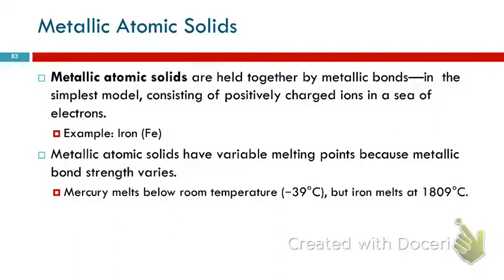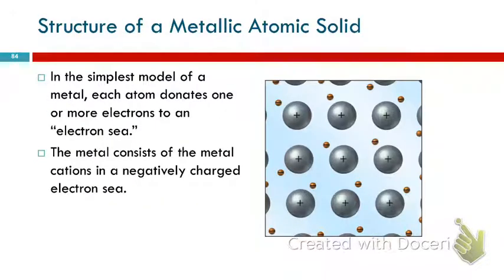Metallic atomic solids, these would be the metals. The temperature of melting can vary. Mercury melts at minus 39 degrees Celsius. Iron melts at 1809 degrees Celsius. So what is a metallic bond? The simplest model is called the electron sea model.